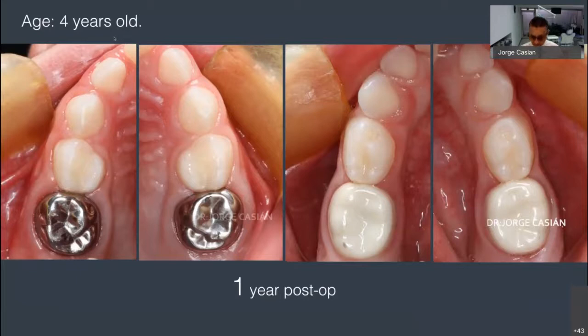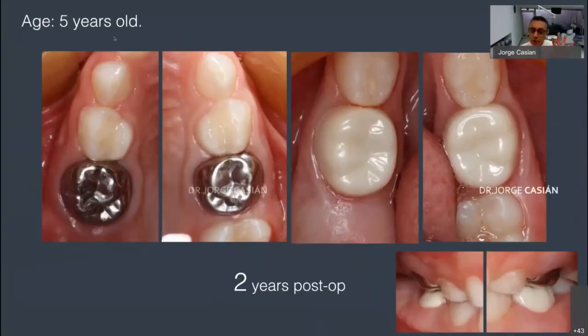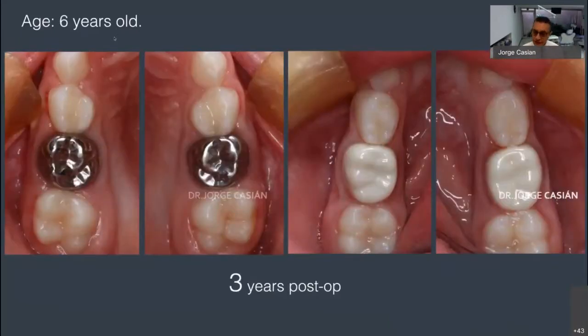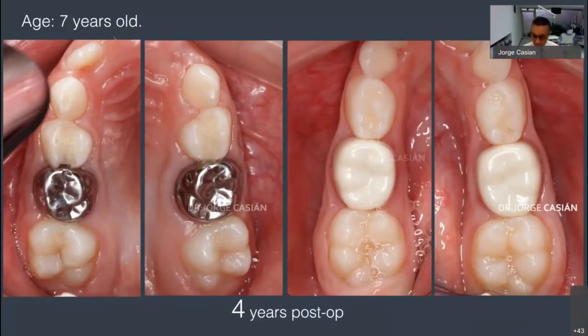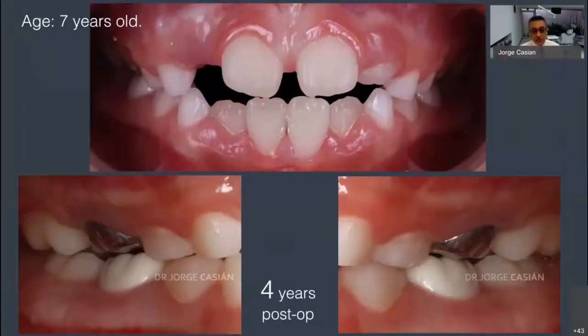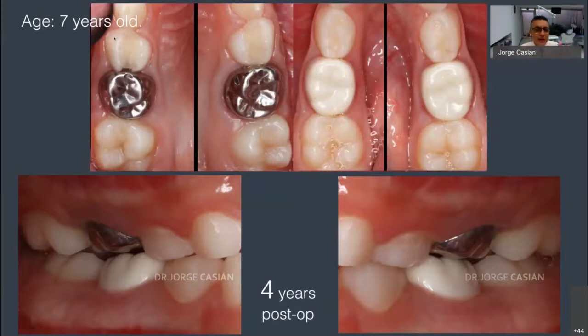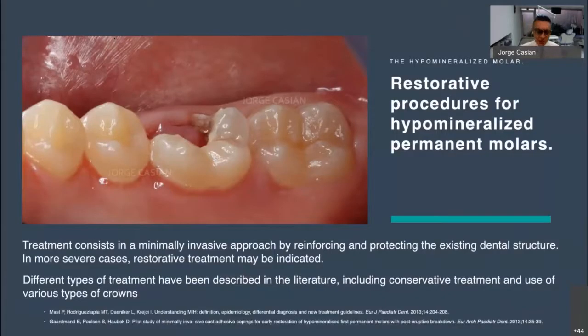This is after a year. After a couple of years, the first permanent molars are erupting. Look at the occlusion. After 3 years, after more than 4 years, occluding zirconia crowns against steel crowns, with no problems, with no marks or signs of excessive wear on the opposite teeth. But what about permanent dentition?